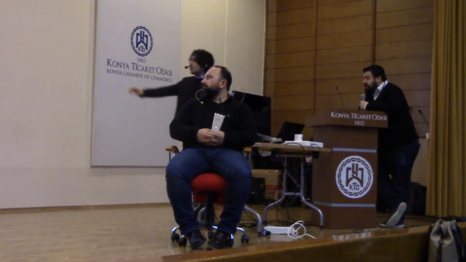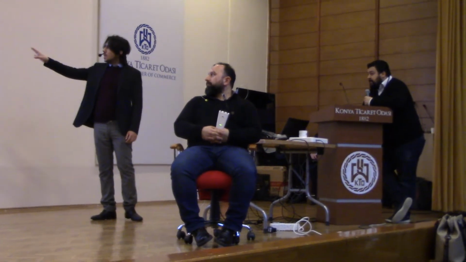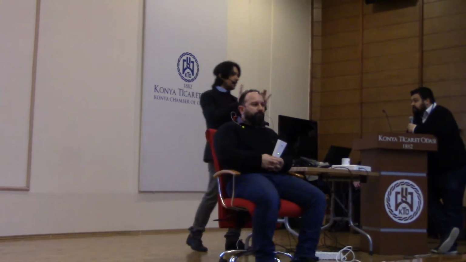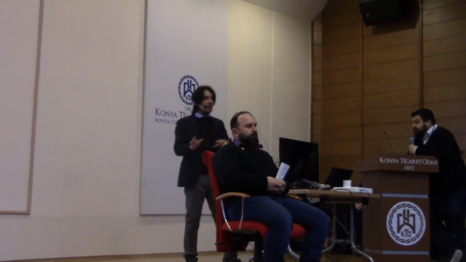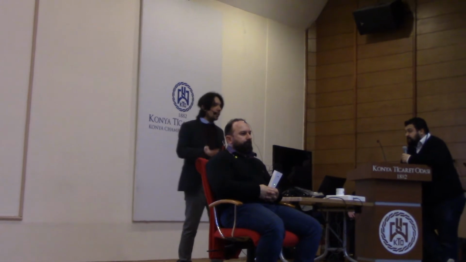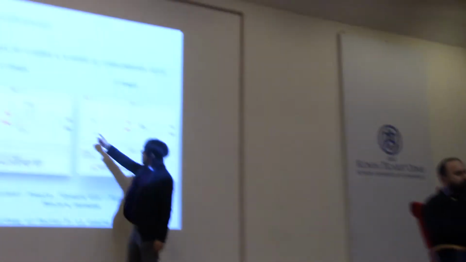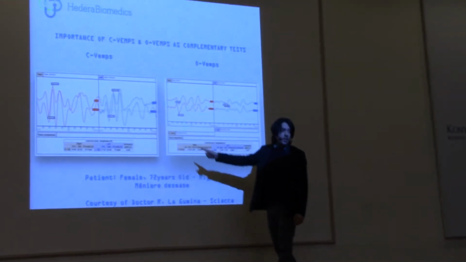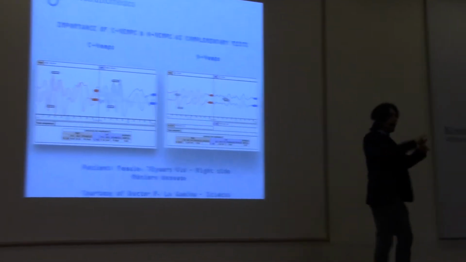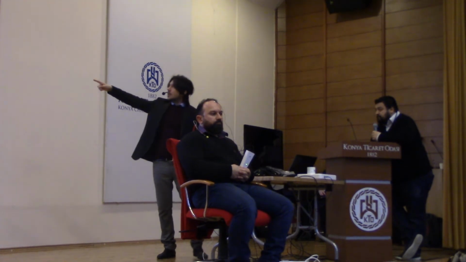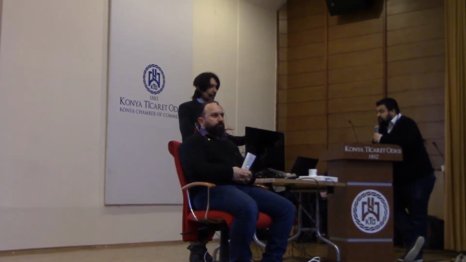So, on this side we have ocular VEMPs. In ocular VEMPs, let's remember, cervical VEMP is an inhibitory response. Ocular VEMP is excitatory. Okay, so we have a negative peak here at around 10 milliseconds, always repeatable, and a positive one coming around 13, 15 milliseconds. This response is smaller than cervical VEMP.